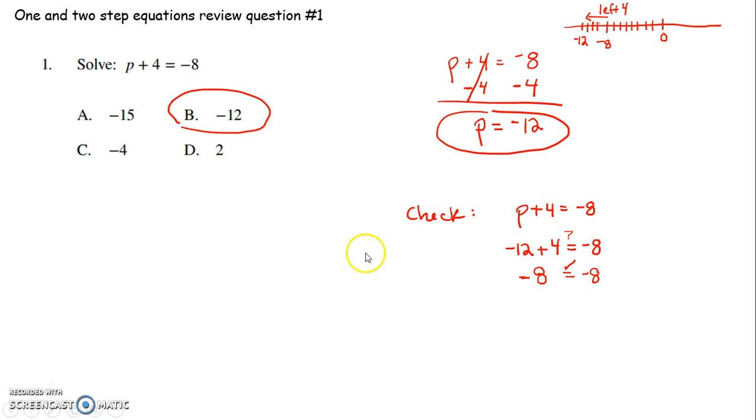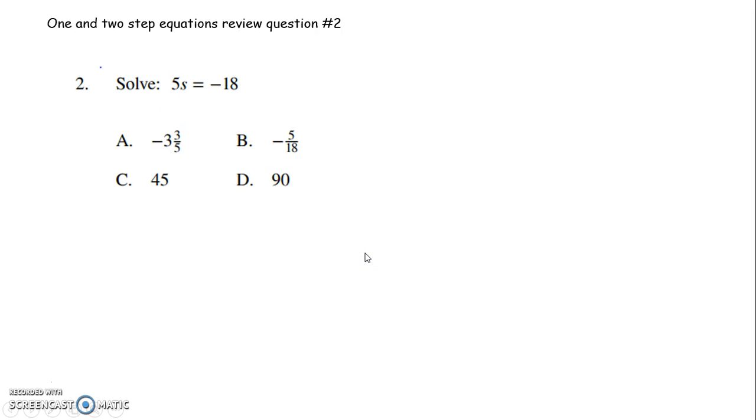Let's go to the next problem. Again, we're now going to solve this equation. 5s equals -18. So I look here, and the first thing I say, what's the operation between the 5 and the s? Oh, between the 5 and the s is multiplication. How do I undo multiplication? I undo multiplication with division. We use a fraction bar to show division at the 7th grade level.